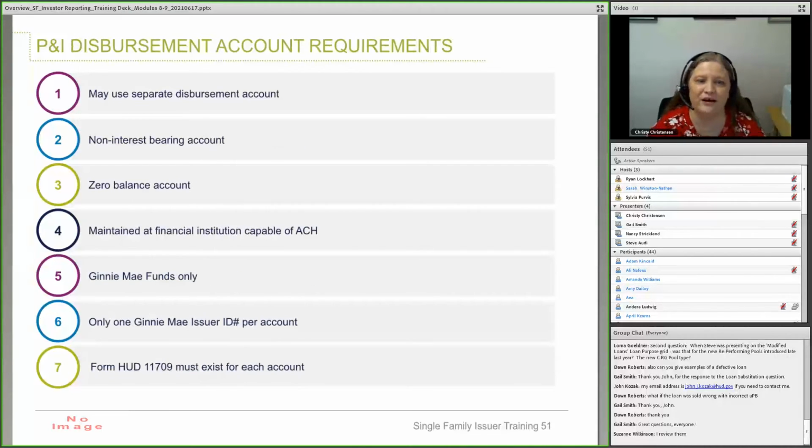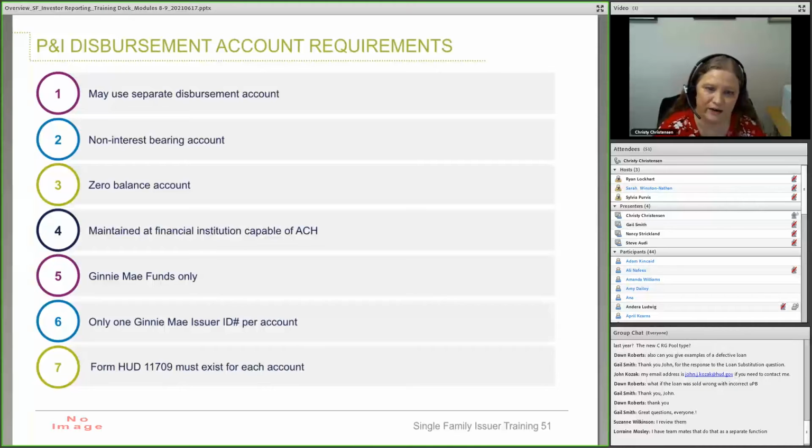The P&I disbursement account requirements are as follows. You may use a separate disbursement account. It must be non-interest bearing, a 0 balance account, maintained at an ACH capable financial institution, must only be Ginnie Mae funds, only 1 Ginnie Mae issuer ID per account, and a HUD 11709 form must exist for each account.